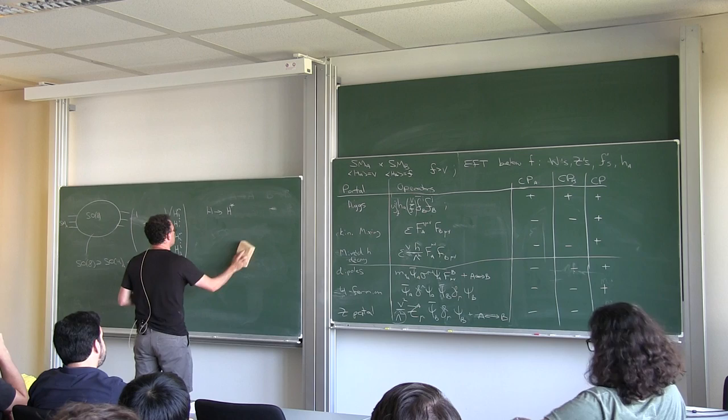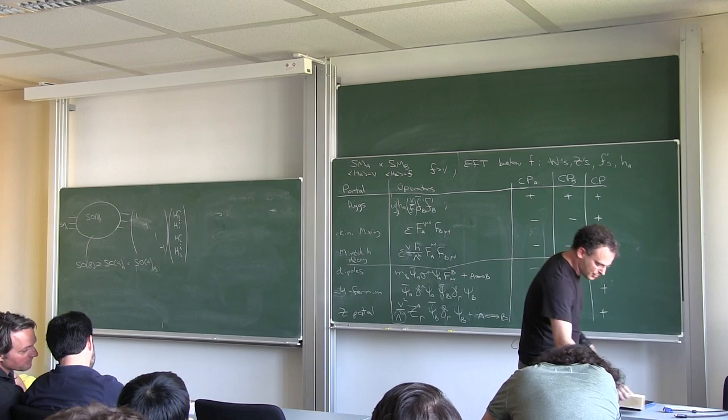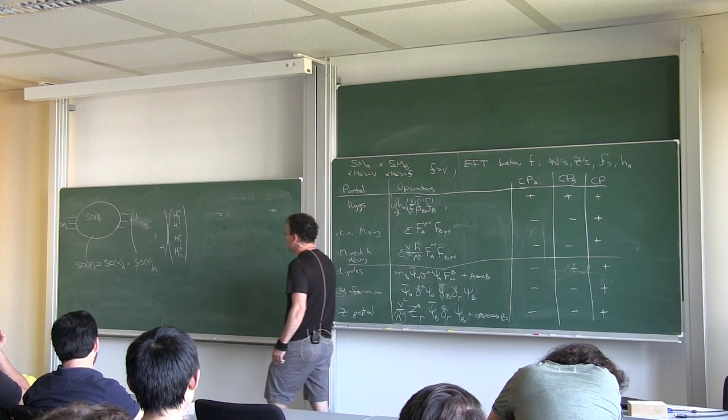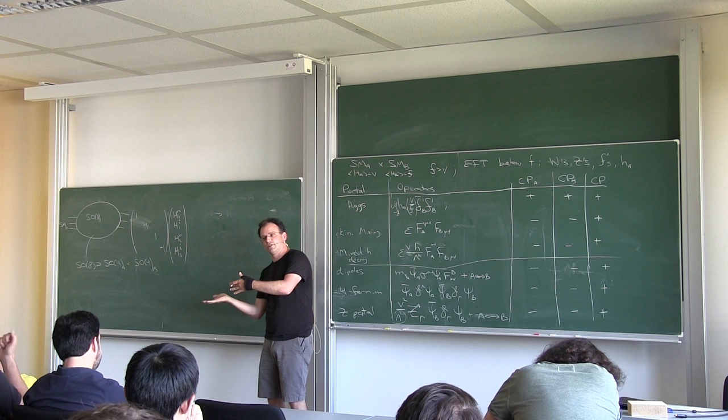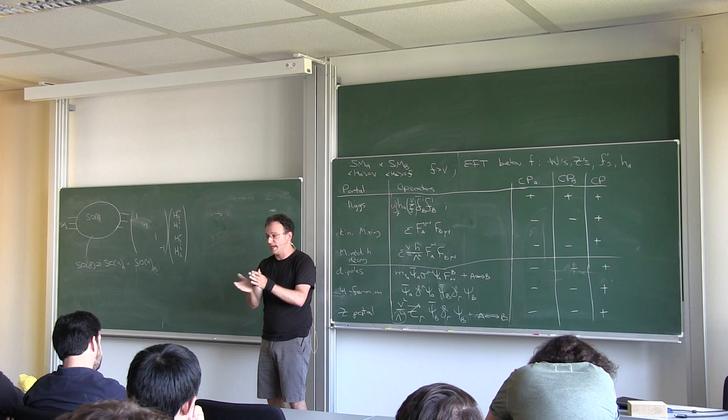The next obstacle, there are two more obstacles to overcome. I'll just tell you what they are. First of all, color. The twin sector has SU(3) color. It is tempting, and for example, Free and Michael did do that, to embed SU(3) cross SU(3) into SU(6).